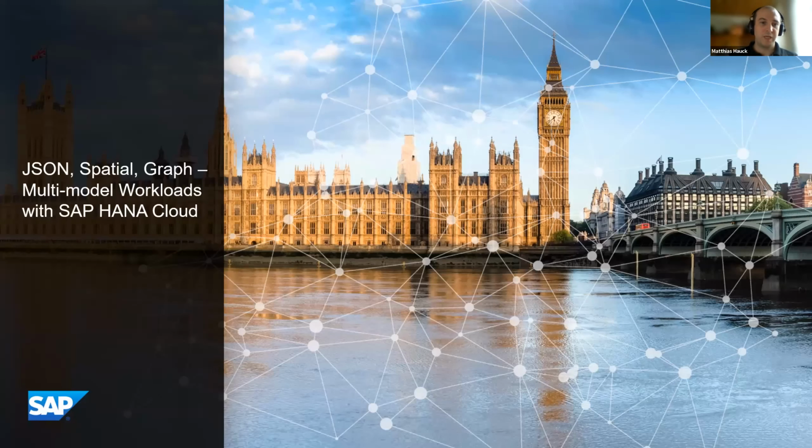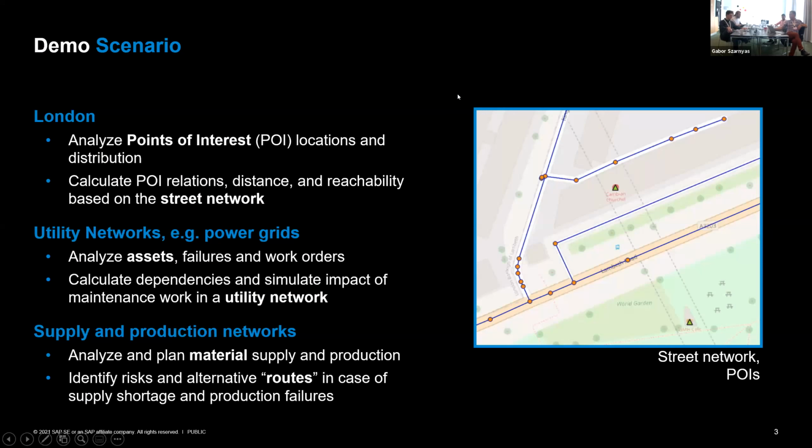Today I want to show how to realize multimodal workloads with SAP HANA Cloud. In this demo, I want to show how to preprocess points of interest in the context of London, and how to use them to create analysis related to street networks. The demo is related to typical problems in the area of utility networks. So you see this when you, for example, work with power grids or sewer networks.